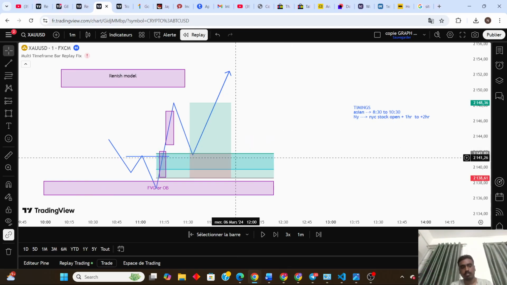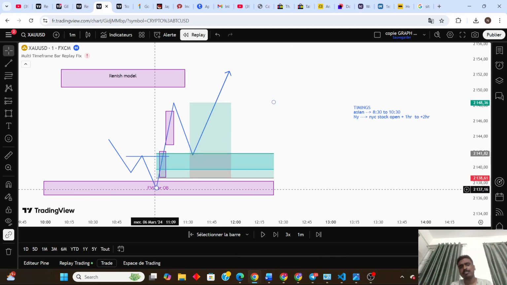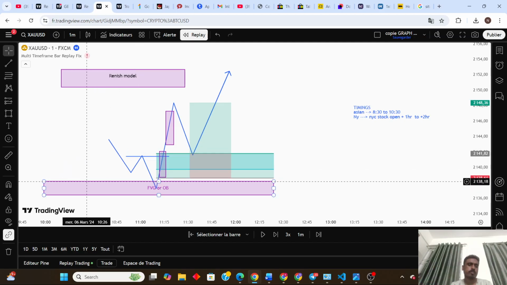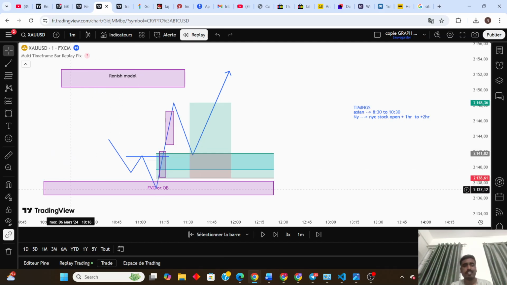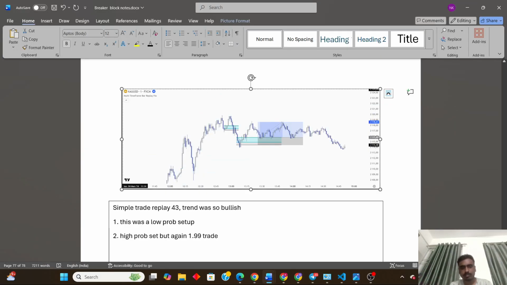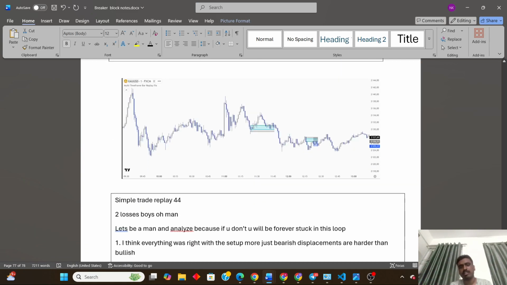So this is the model, and this is the description part of it. The reaction should be from a great FVG, a great order block, a higher time frame order block, or a higher time frame FVG. You know, this reaction should be from a strong point. See, you can see this reaction is coming from where? An FVG, right?